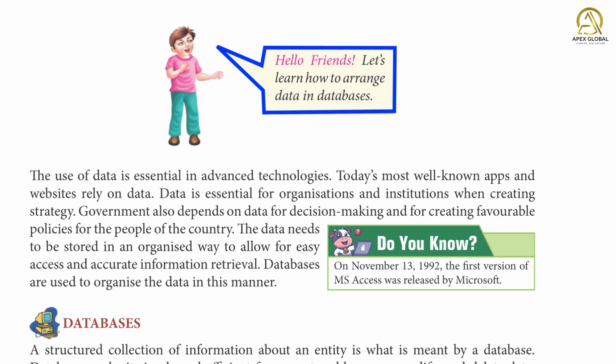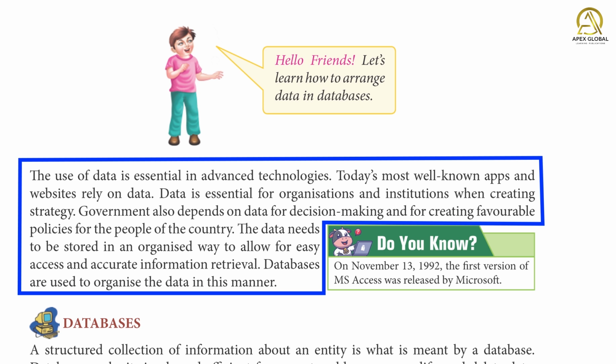Hello friends, let's learn how to arrange data in a database. The use of data is essential in advanced technologies. Today's most well-known apps and websites rely on data. Data is essential for organizations and institutions. When creating strategy, governments also depend on data for decision making and for creating favorable policies for the people of the country. The data needs to be stored in an organized way to allow for easy access and accurate information retrieval. Databases are used to organize the data in this manner.